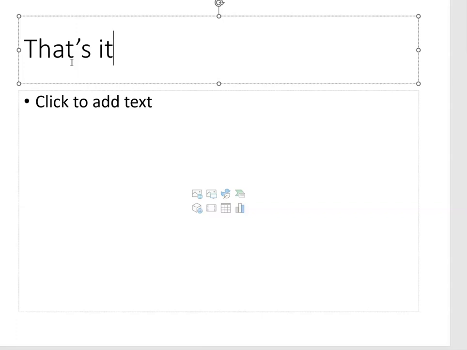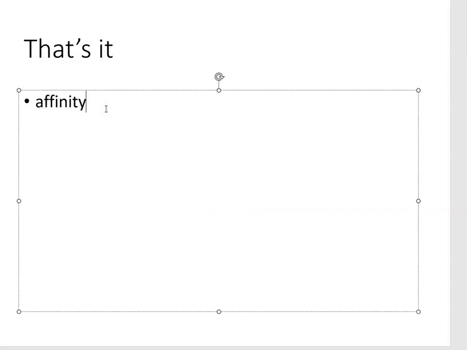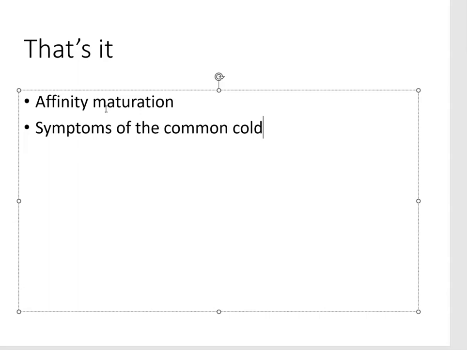One is affinity maturation. If you look that up, you'll find that is how B cells, over the course of an immune response, make better and better antibodies. And the more you think about this, if you don't know how it works, the more impossible it is, because B cells have randomly generated receptors and they don't know what they're trying to detect, because all they have is randomly generated receptors. So how do they get better and better and better? And that's affinity maturation. The other thing is symptoms of the common cold.